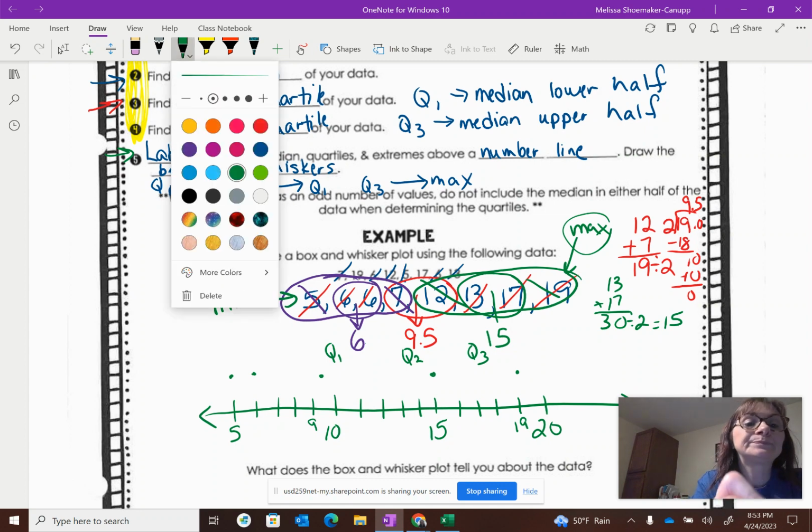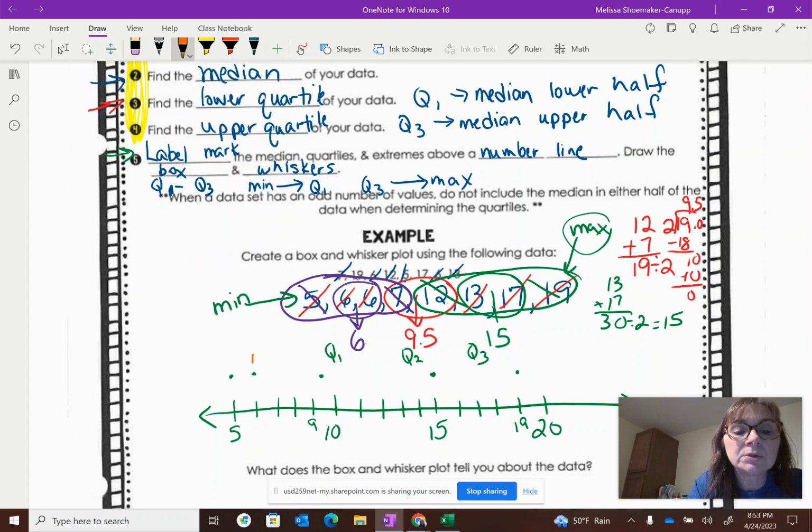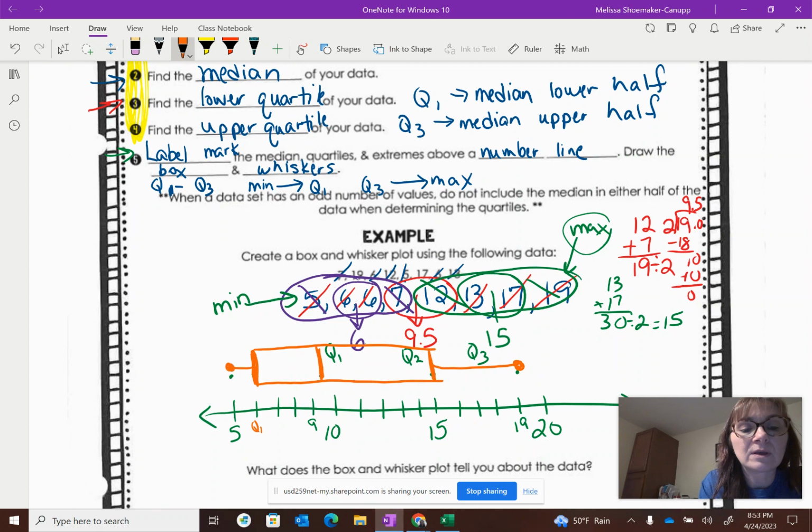Okay, now this is where I want you to pay close attention. Where I have quartile 1, this is quartile 1, okay, quartile 2 and quartile 3. See how I'm making lines? Because then I'm going to formulate a rectangle. That's the box. The whisker goes to the max and the min. Okay, that's really all there is to it.